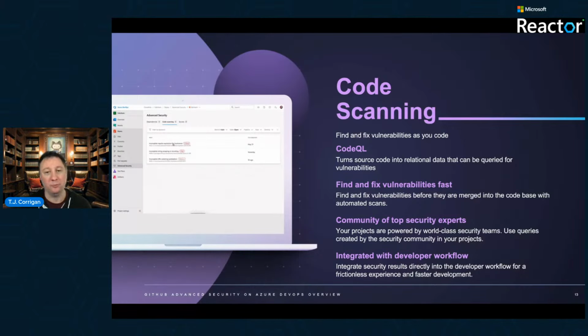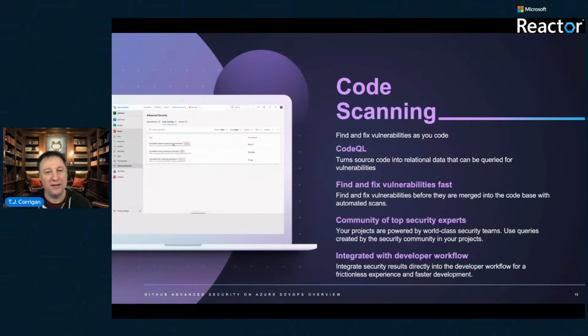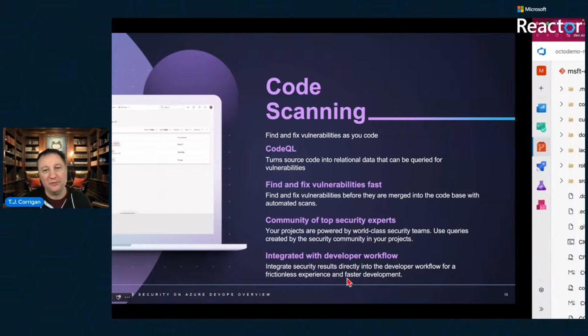Those queries are written by GitHub, but also by the open source community at large. So generally speaking, we can stay very up to date as new and emerging threats appear. You can generally see new queries being written in as little as 24 hours. So that's what I wanted to talk about on the slides. Now I'm going to jump over and show what this looks like in a real ADO project, because that's probably way more interesting than watching slides.